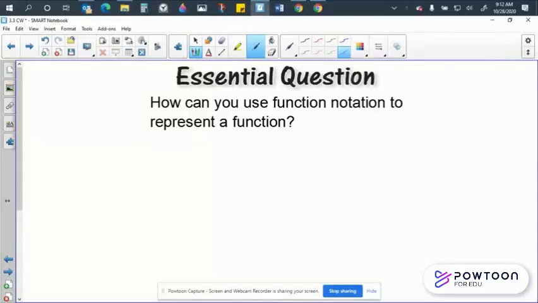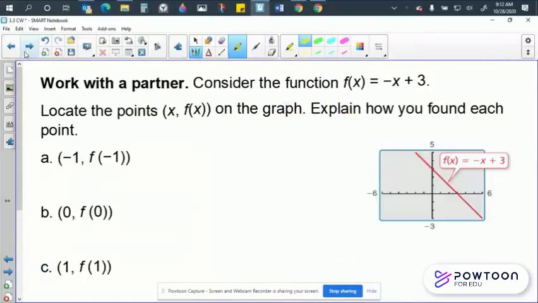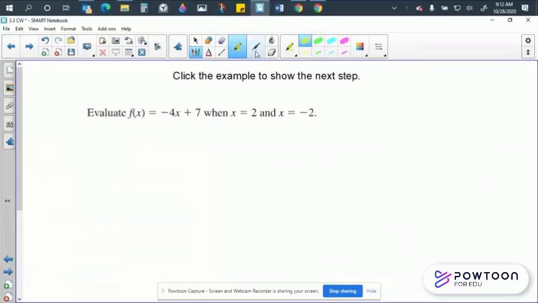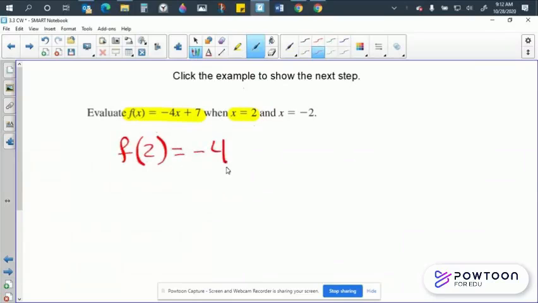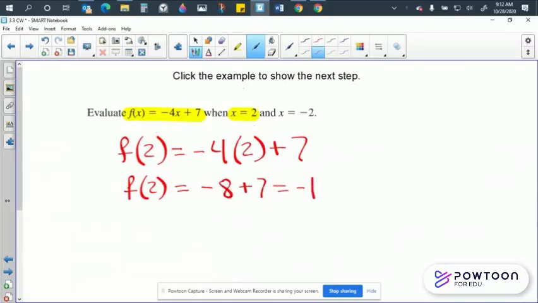Okay, today we're going to use function notation to represent a function. To use function notation, if I have f of x equals negative 4x plus 7, and I want to evaluate that at x equals 2, the notation would state f at 2 equals negative 4, and now I plug the 2, or I substitute the 2 in for the x. So f at 2 equals negative 8 plus 7, which equals negative 1.